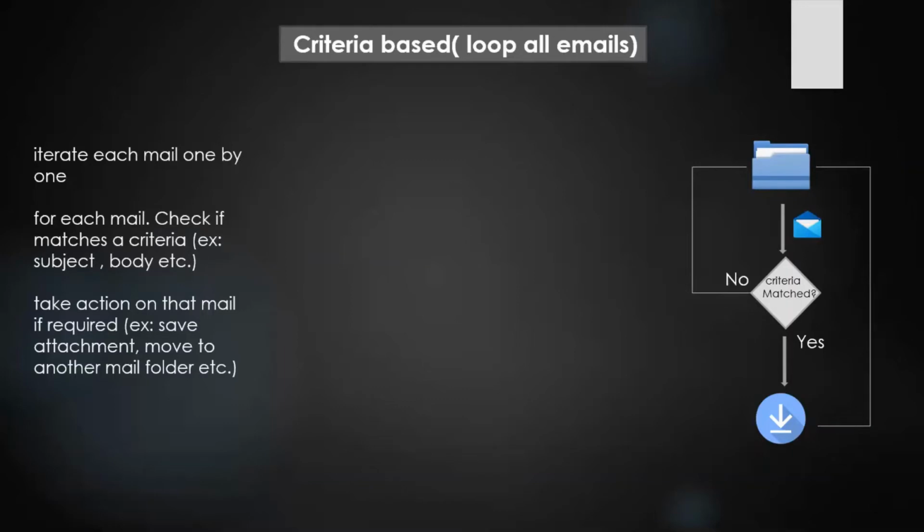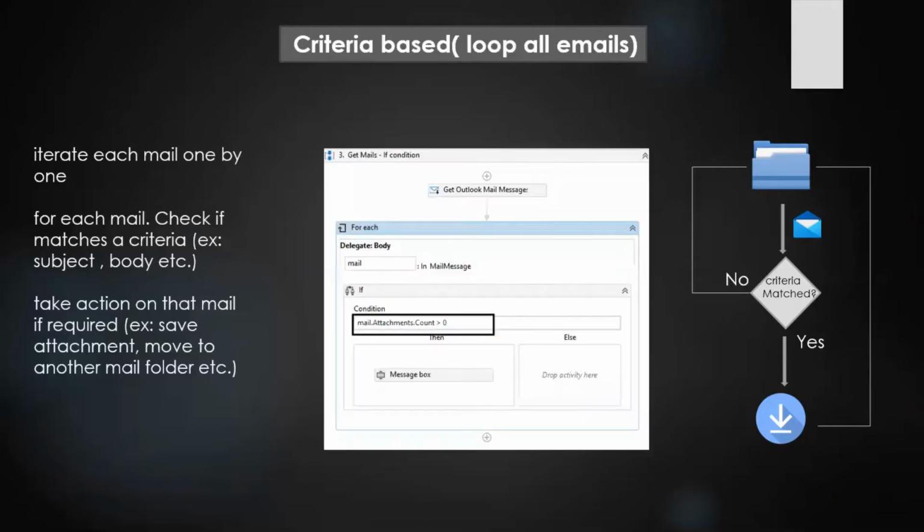So this is repeated for each email when you are looping through all the emails, checking a criteria and performing some kind of action. So this is another level of filtering on individual emails. And here, as we said, we'll be using the for each and the if activities. So now let's quickly jump to our favorite place, that is UiPath Studio, and try out these filter options.